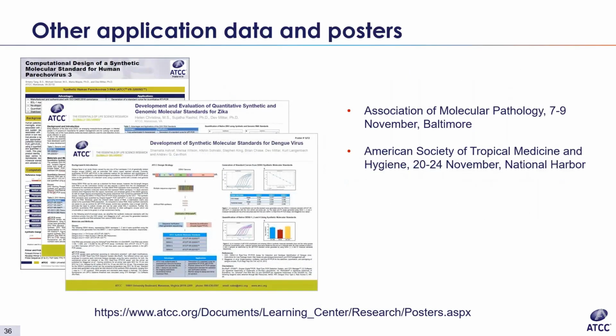The data I've shown today was pulled from posters that ATCC presented at the Clinical Virology Symposium in 2015, 2016, and 2019. We've also presented posters for our dengue virus standards in 2014, our Zika virus standard in 2017, and our human parechovirus 3 standard in 2018. All of these can be found on our website using the URL at the bottom of the slide or by hovering over resources in the ATCC website ribbon and then clicking on posters and presentations under the Learning Center section.